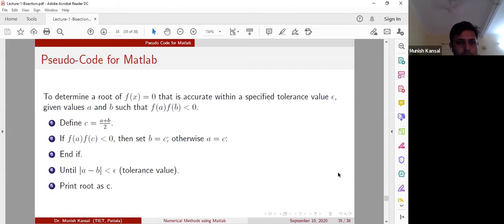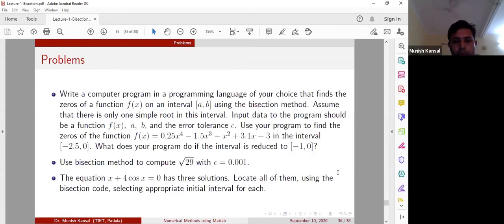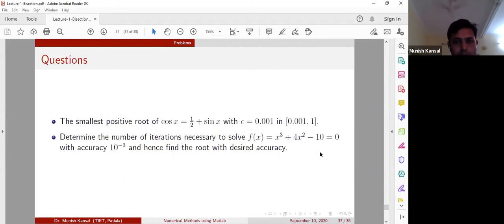This is a pseudo code for MATLAB. This is how you can proceed with the coding part. I have given a few steps on how to proceed with the coding of bisection. Now these are a few problems we have discussed. First problem, second problem. Similarly, you can practice other ones. I have listed a few more equations here, like x plus 4 times cos of x is equal to 0. This has 3 solutions. You can plot the graph.